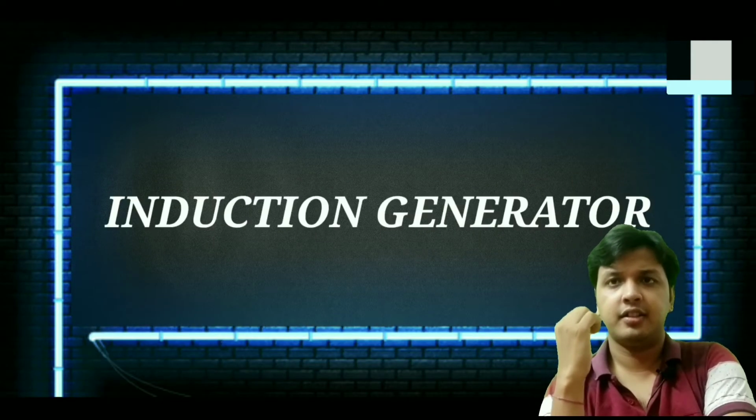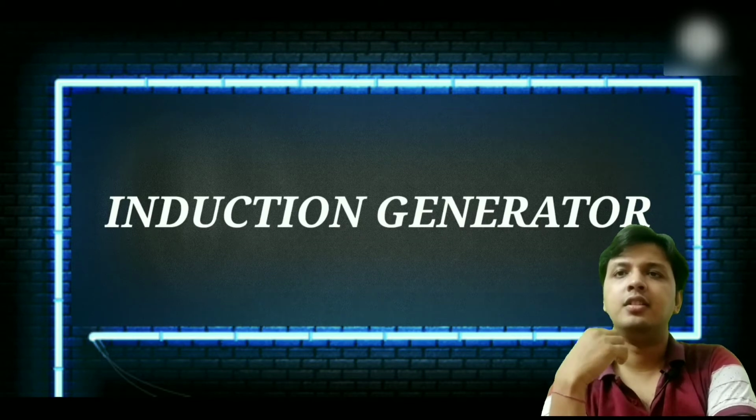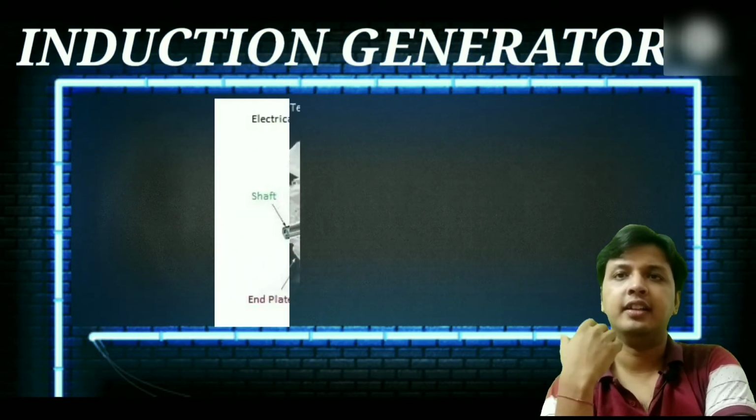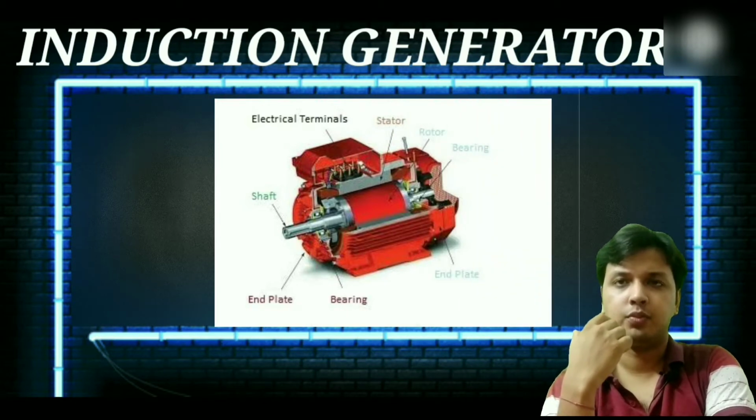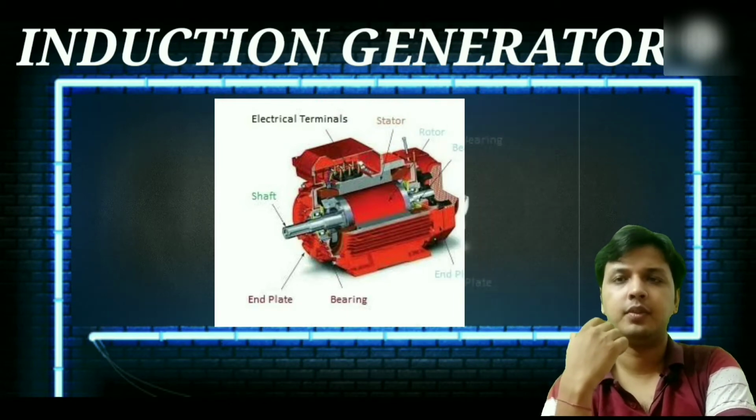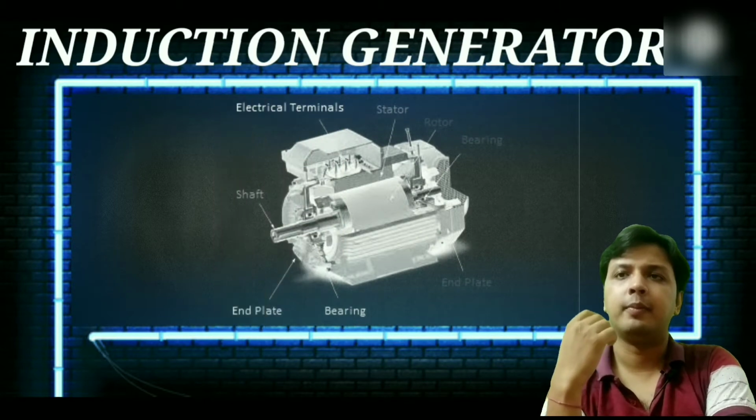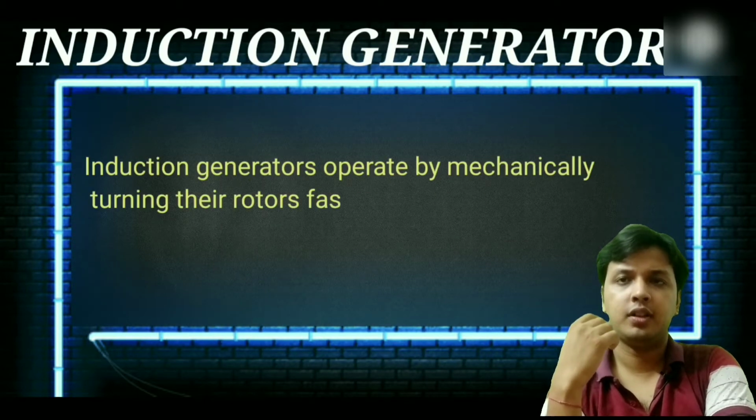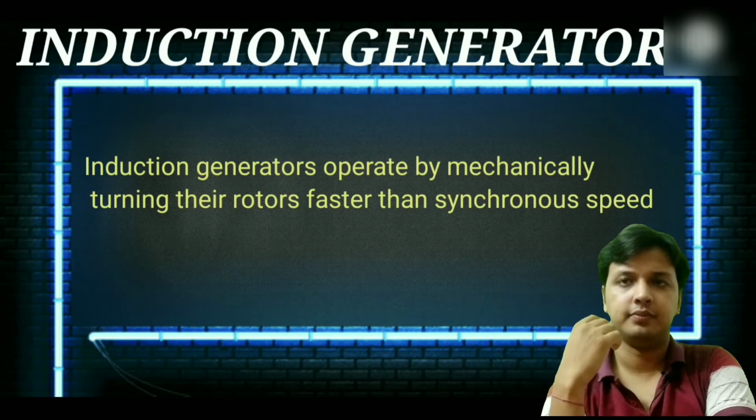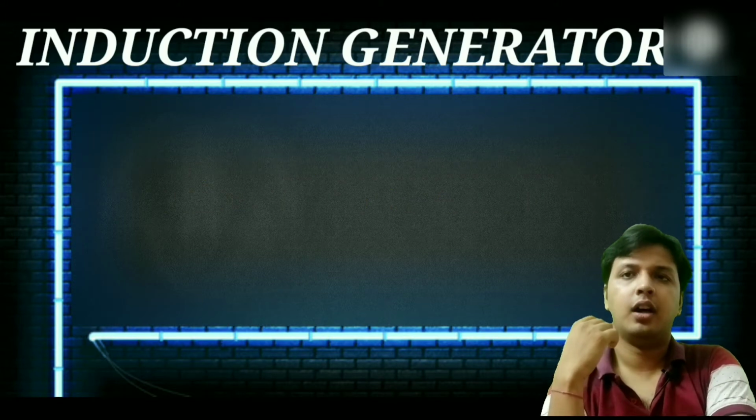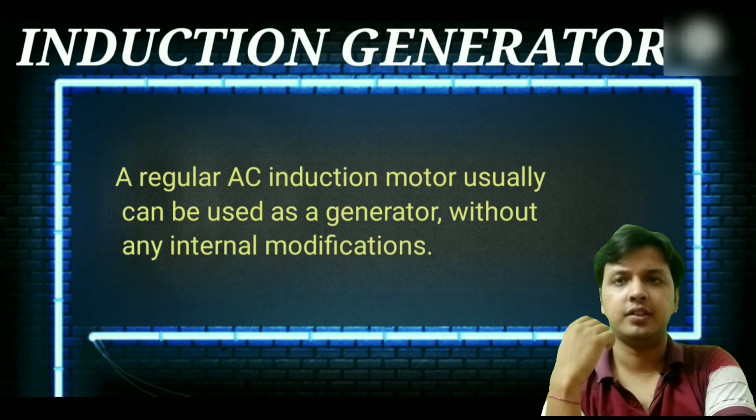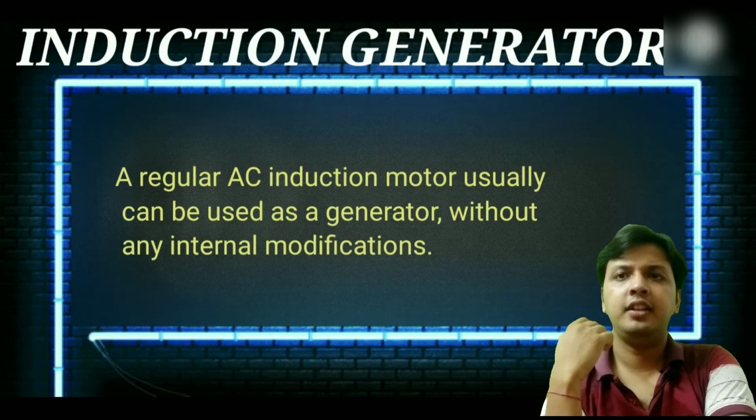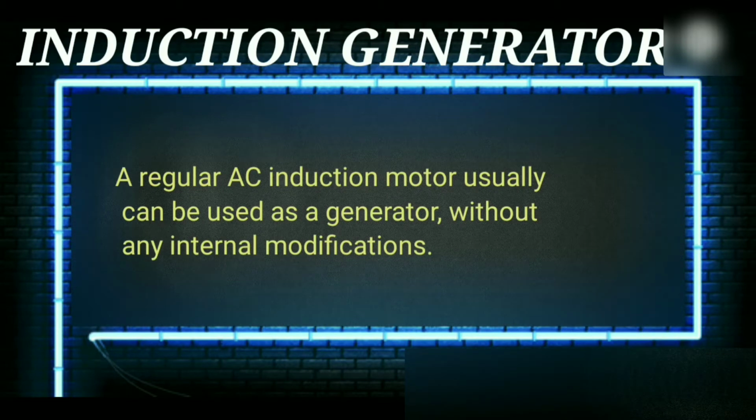An induction generator or asynchronous generator is a type of alternating current electrical generator that uses the principle of induction motor to produce electric power. Induction generators operate by mechanically turning their rotor faster than synchronous speed. A regular AC induction motor usually can be used as a generator without any internal modification.